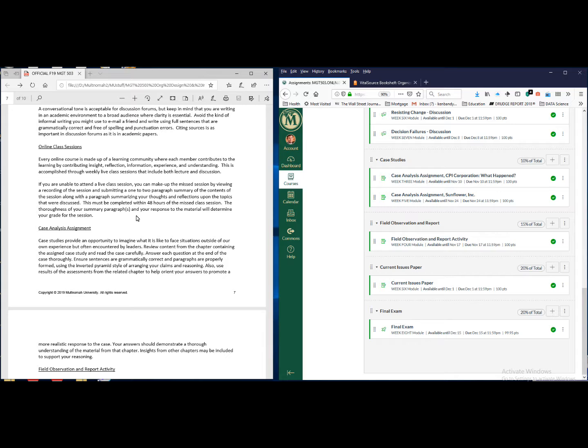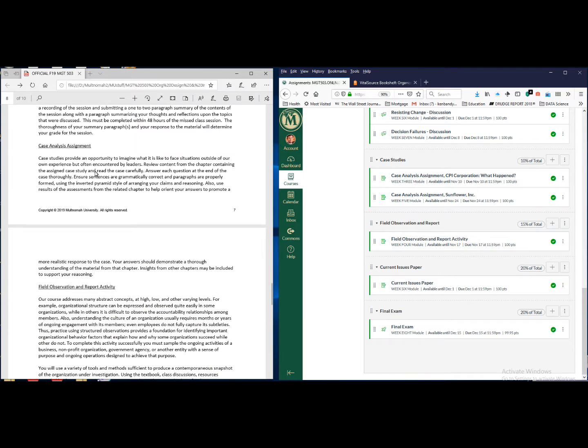Let's see, the case analysis assignments give us an opportunity to imagine what it's like to face situations outside of our own experience, but that are encountered by leaders in other situations. These are pretty straightforward. They're in the book. You answer the questions from the book. So we're not modifying this assignment at all. Okay?